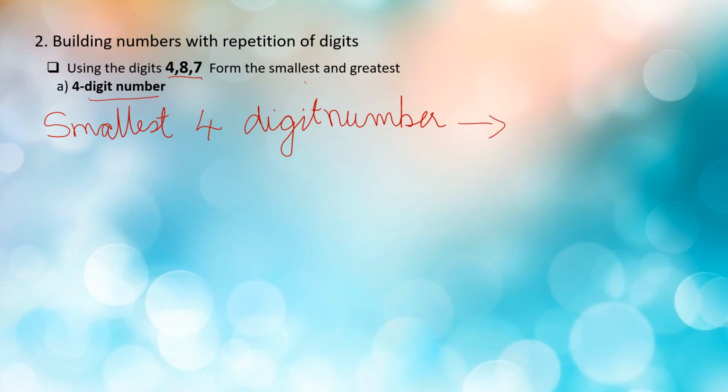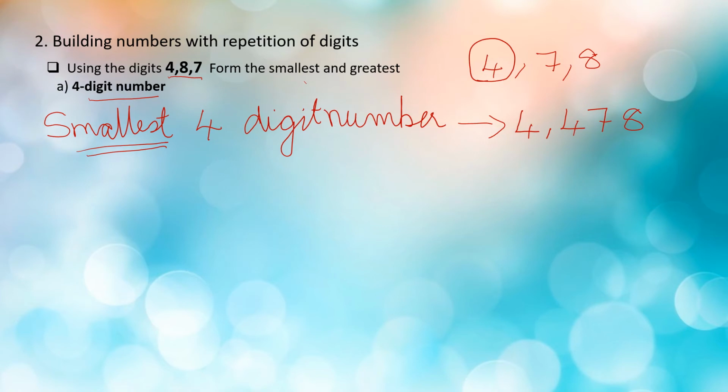The same way. What did you do there? We arrange the numbers in the increasing order. Just like that, you will also arrange these digits in the increasing order: 4, 7 and 8. Then they are asking you to find the smallest 4-digit number. So what do you do in that case? You will repeat the smallest digit. Okay, so which is the smallest digit here? It is 4. So you will repeat 4. Yes, so 4, 4, 7, 8 will be your smallest 4-digit number.